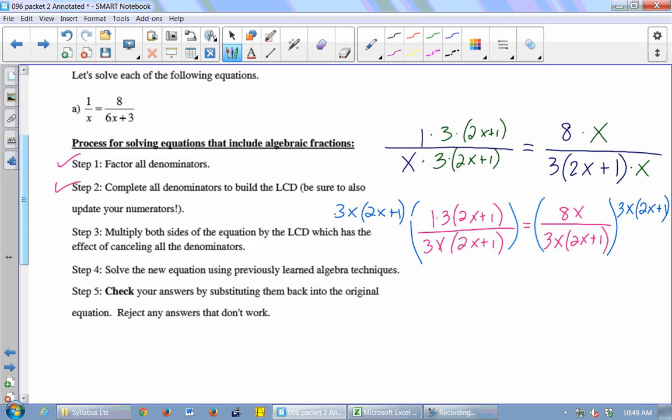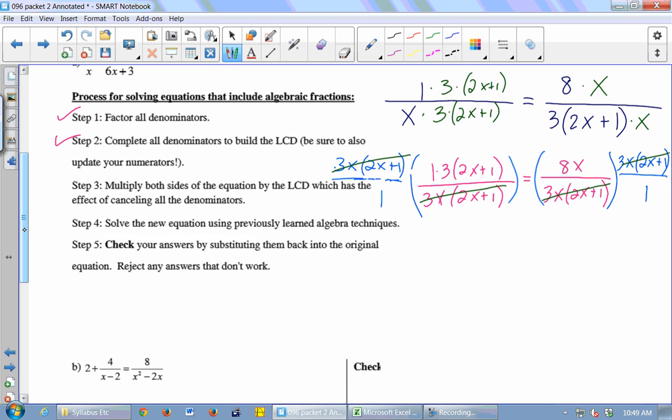So that's allowed. I can do anything I want as long as you do it to both sides of the equation, right? So I'm multiplying both sides of the equation by the same thing. So this is completely legal. The reason I'm doing it is because it has the effect of canceling all the denominators, right? This is because these guys are actually like over 1, and then I get to cancel that with that and that with that. All the denominators go away. And now I just have a really basic equation that you could have solved before this semester even started.